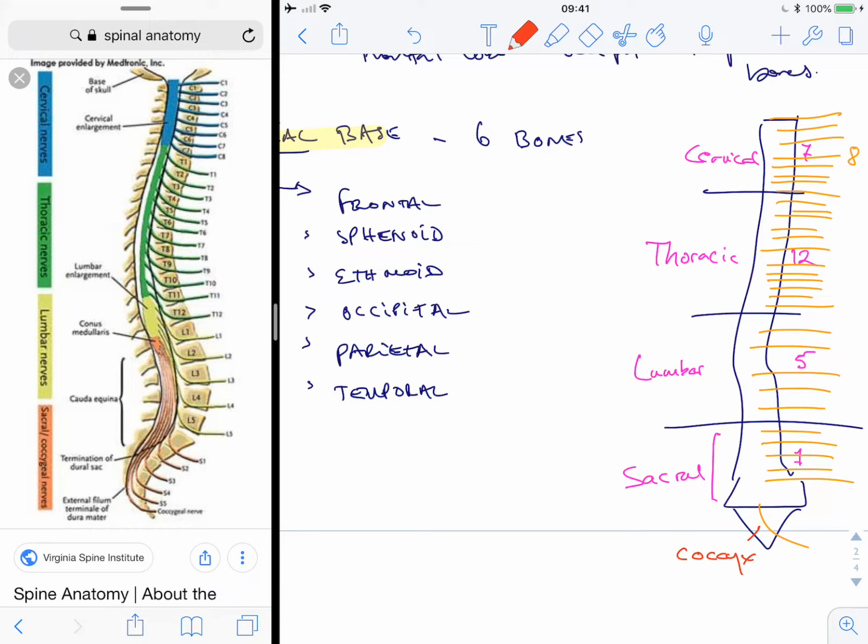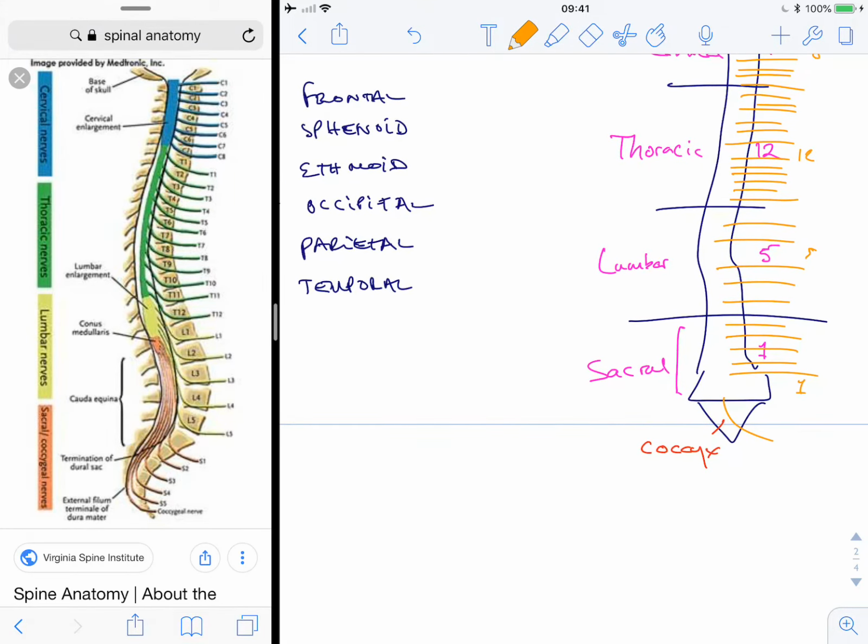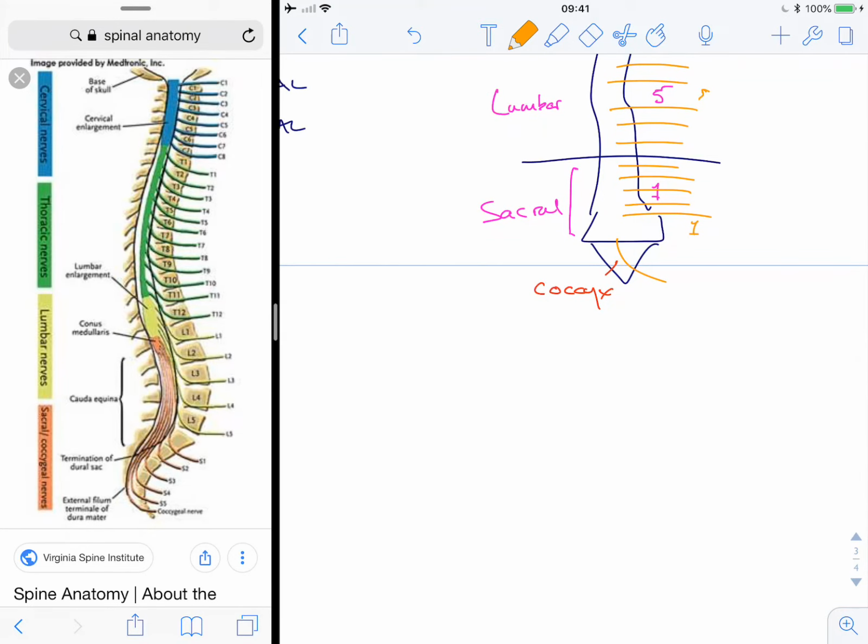So yes, now the reason that you have 8 here, but 12 here, and 5 here, and 1 here, the reason you have 1 more nerve in the cervical region rather than the same amount as each of those is because of the shape of the vertebra. We are very much going off topic here, but I really do enjoy doing that.